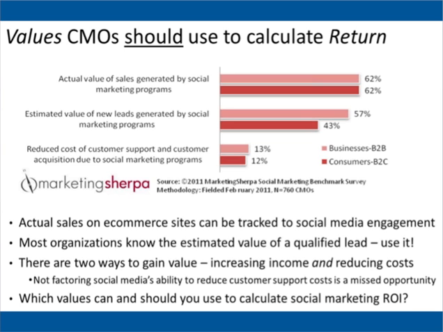The CMOs tell us the actual value of sales generated by social media programs, the estimated value of new leads generated by social media marketing programs, and then finally, which is not often brought up in these discussions, reduced costs. It's not just things we can add to our programs through our campaigns, but it's also reduced costs from customer support and acquisition programs from social media. So this belongs in the B2C and the B2B categories, and I thought this was a very interesting slide right here, because now we're starting to get down to the meat and potatoes.